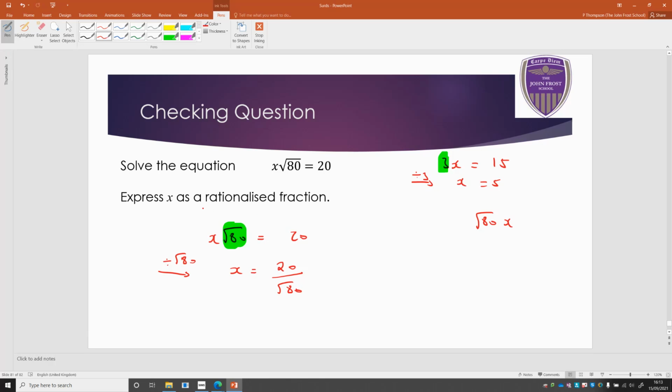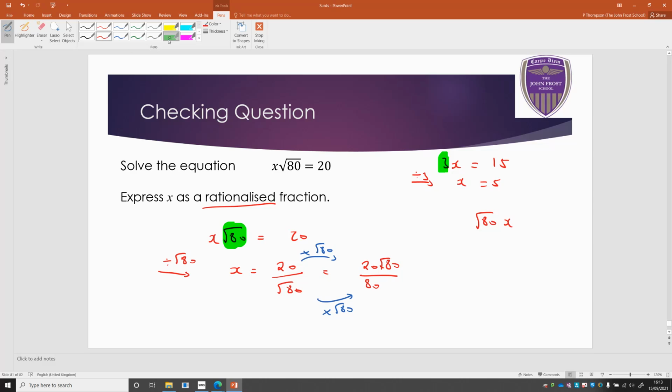And look, it wants us to rationalize the fraction. No problem, remember, just multiply top and bottom by root 80. So bottom by root 80 and top by root 80. So on the bottom, root 80 times root 80, we know by now, it's just going to go to 80. And on top, you're going to get 20 root 80.